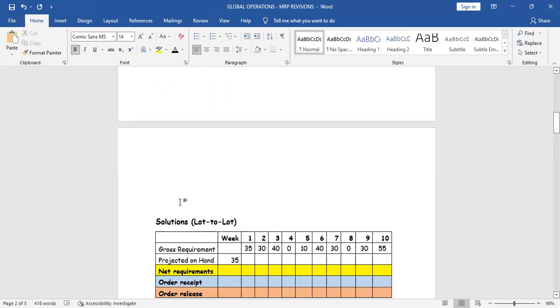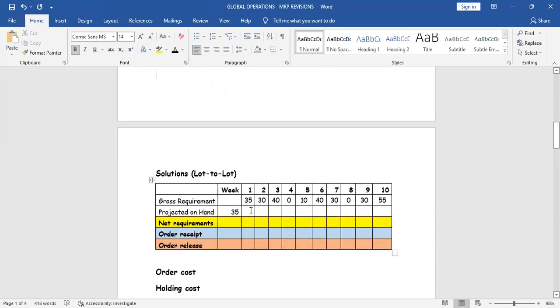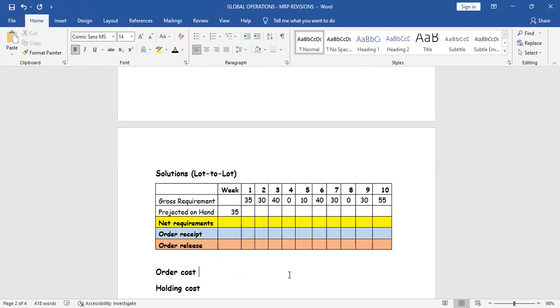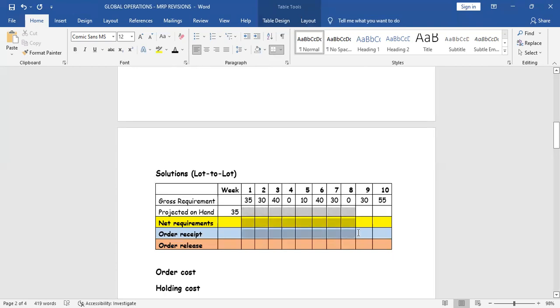Solution, lot for lot. As you can see, this part we already have, given by the examiner. This part I've colored, they're the parts that I've added based on what the examiner is requesting: the net requirements, order receipt, and order release. Now remember what I said. The 35 will actually be the opening for week 1.